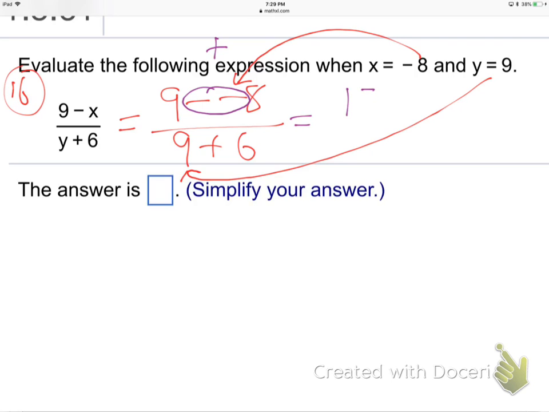Positive. 9 plus 8, 17. 9 plus 6, 15. There it is. We can't do anything with that fraction, right? 17/15. Can't reduce it, can't do anything with it. It just stays that way. That good? Questions on that?